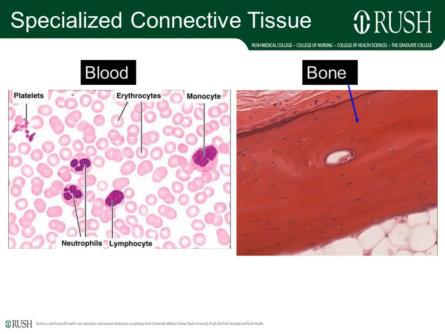Here's a couple of examples of specialized connective tissues. And yes, blood is indeed a connective tissue. So the blood cells that flow throughout your entire body are connective tissue, just like bone is another specialized connective tissue. Looks completely different from blood.